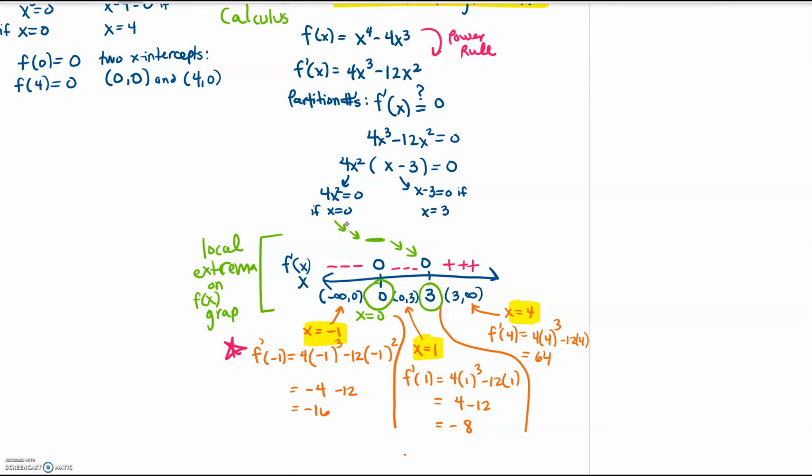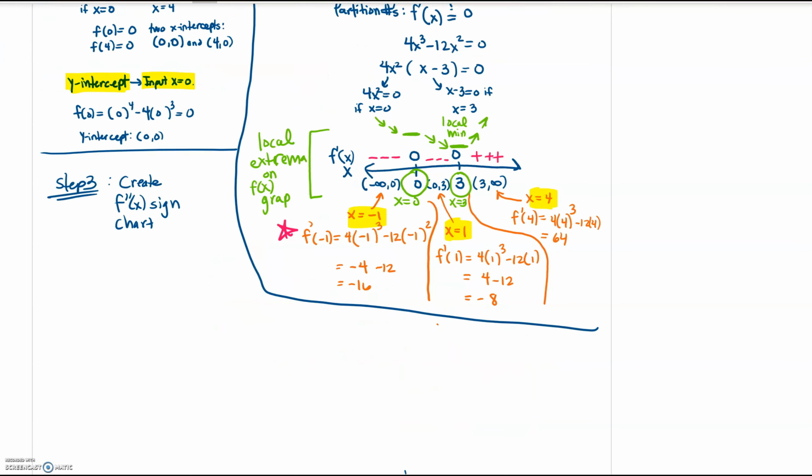But at the next partition number, I can see that my tangent lines were going down, they hit 0, the tangent line goes horizontal when x is equal to 3, and then the tangent lines point back up. So I do have a local min at x equals 3. So I'll keep that in mind when I go to sketch my graph. Okay, now on to step 3.